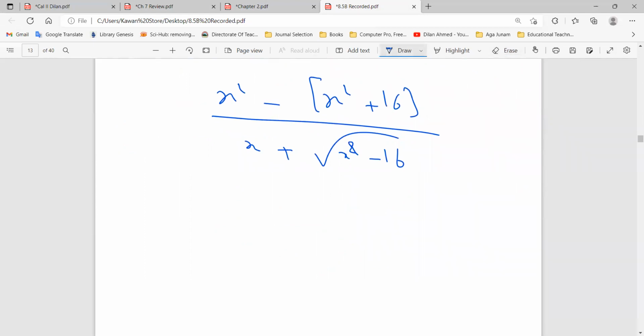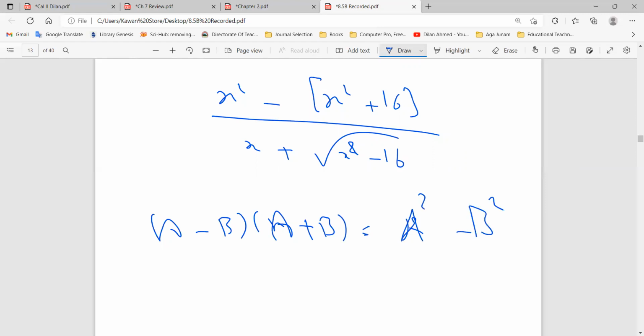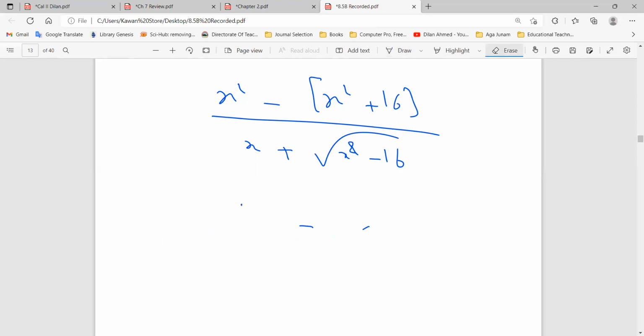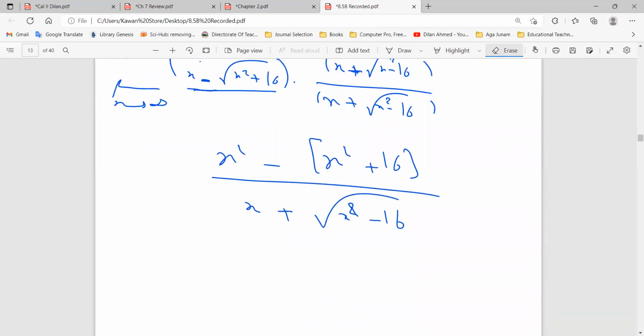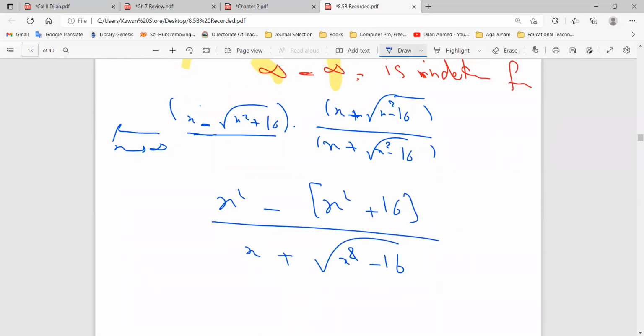When we multiply two parentheses, two brackets, I'll get the difference between two squares: first square minus second square, usually. That's why we got first square minus second square. And the second square will be what? It will be removing the square root.